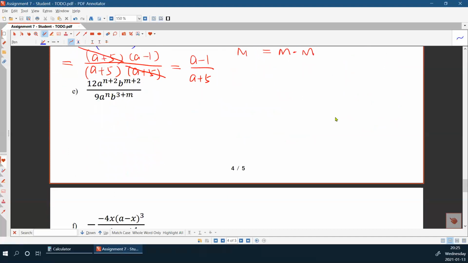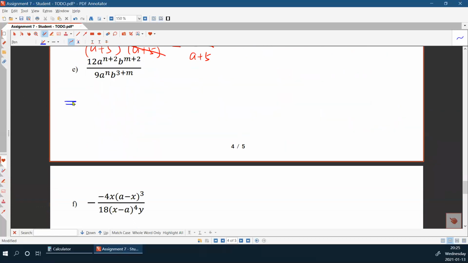No? All right, let's see the next one. Actually, we can directly cancel something, right? 12 is 3 by 4. A to the n plus 2 times is a to the nth times a to the 2nd, right? Sorry, b to the m plus 2nd power can be rewritten as b to the mth power times b to the second power, right? All of them are multiplication signs.